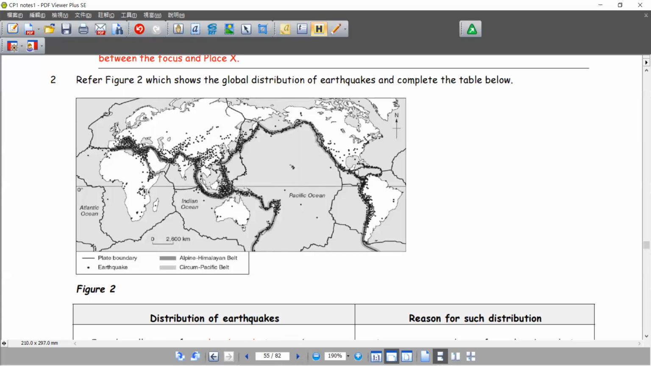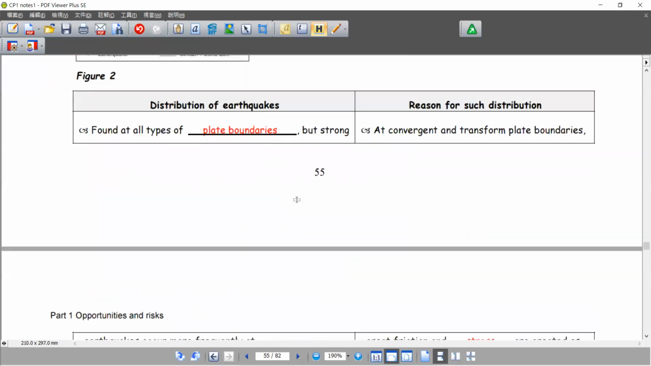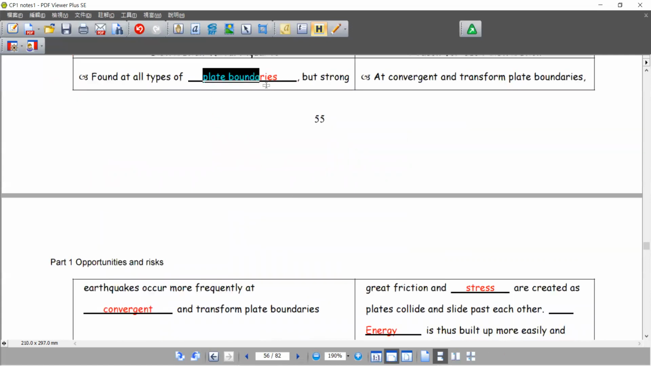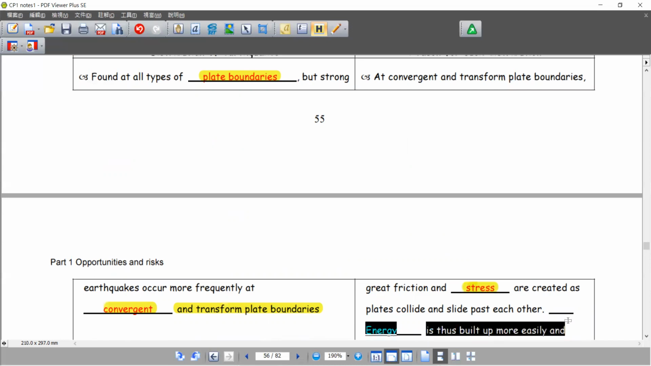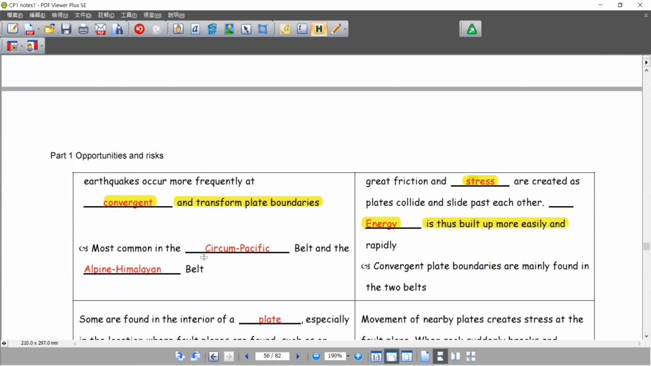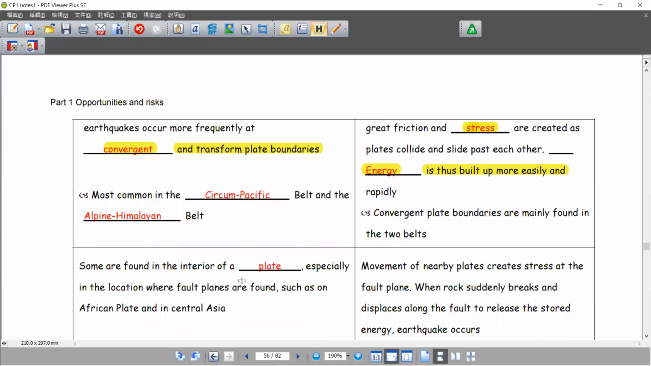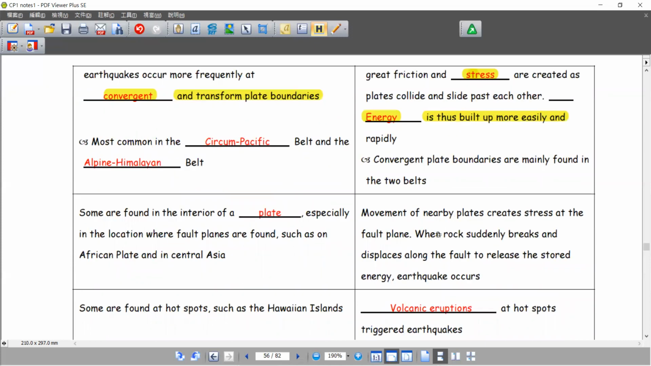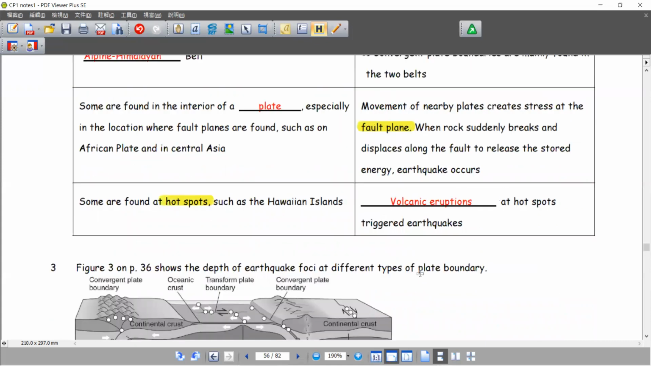It's also around the minor plates and also links to the constructive plate boundary, not really much, but still some. Accordingly, it is mainly along the plate boundaries, mainly the convergent and transform plate boundaries. Constructive is not really that much, because at convergent and transform boundaries there is great stress and the energy is built up more easily and rapidly, as I mentioned, along the circumferential belt and the Alpine-Himalayan belt. In the interior of the plate there may be some faulting or minor plate boundaries that I haven't mentioned here, and hotspots as well, as I've mentioned.